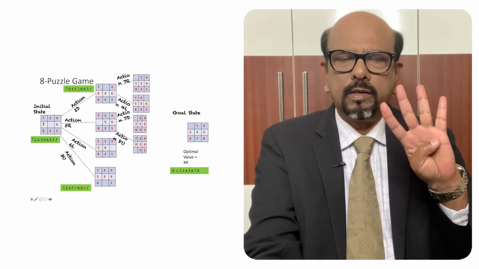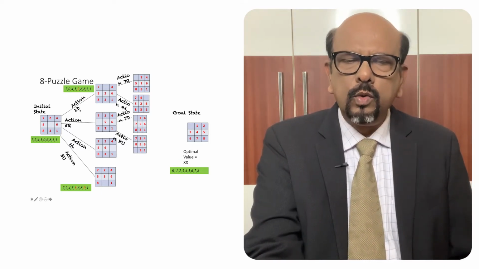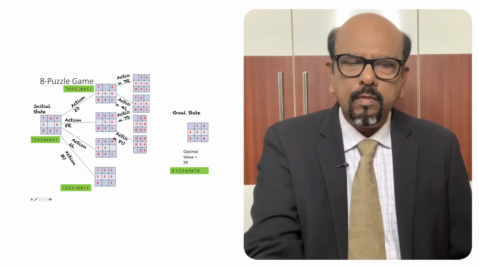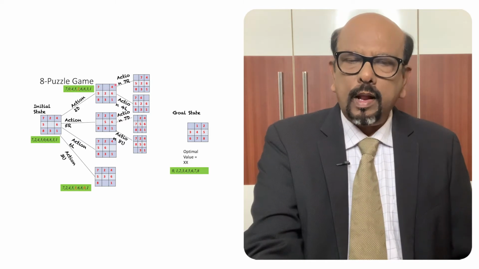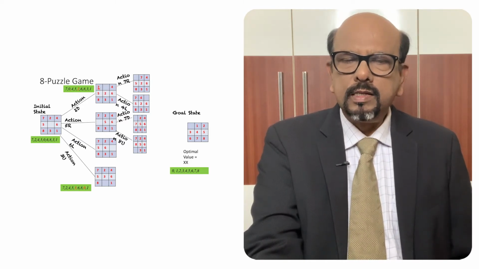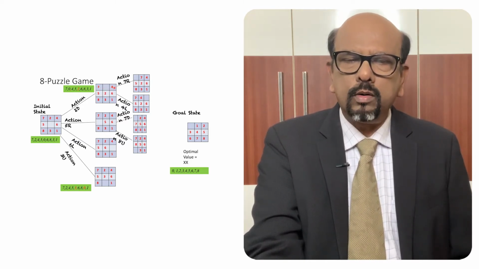There are 4 possible actions. One is 2D. It means 2 can be moved downwards. If you move 2 downwards, you will arrive at this state. This state is 704 526 831.